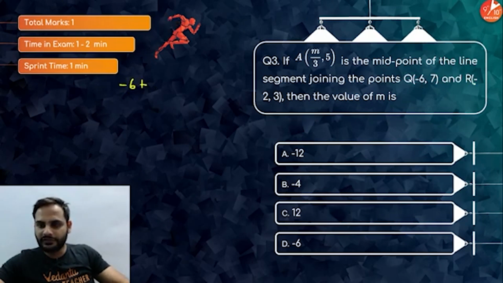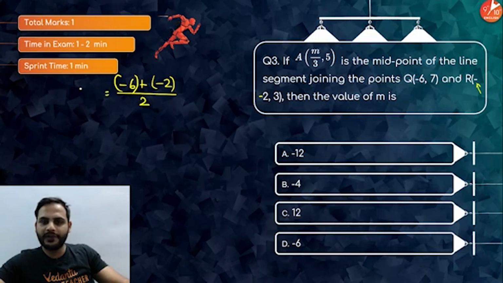Here the x coordinate is minus 2. Actually here you are seeing 2, and the negative is printed over here, so it is minus 2. So minus 6 plus minus 2 by 2, that is (x1 plus x2) by 2. Here the x coordinate is m by 3. So we are getting m by 3 is equal to minus 6 minus 2, which is minus 8, by 2, which is minus 4.